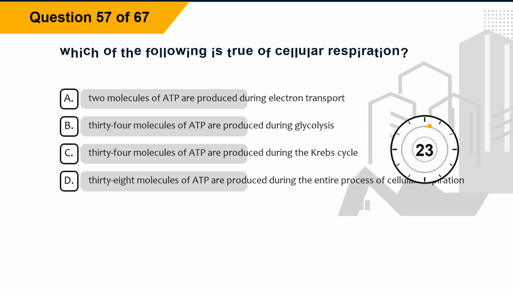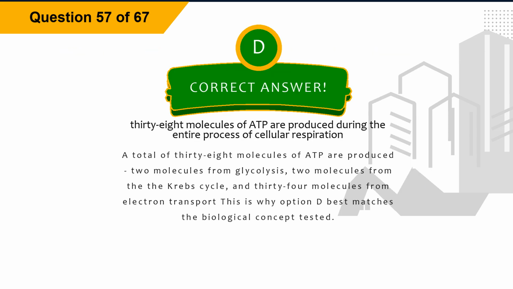Question 57. Which of the following is true of cellular respiration? Option A, 2 molecules of ADP are produced during electron transport. Option B, 34 molecules of ADP are produced during glycolysis. Option C, 34 molecules of ADP are produced during the Krebs cycle. Option D, 38 molecules of ATP are produced during the entire process of cellular respiration. The correct answer is option D, 38 molecules of ATP are produced during the entire process of cellular respiration.